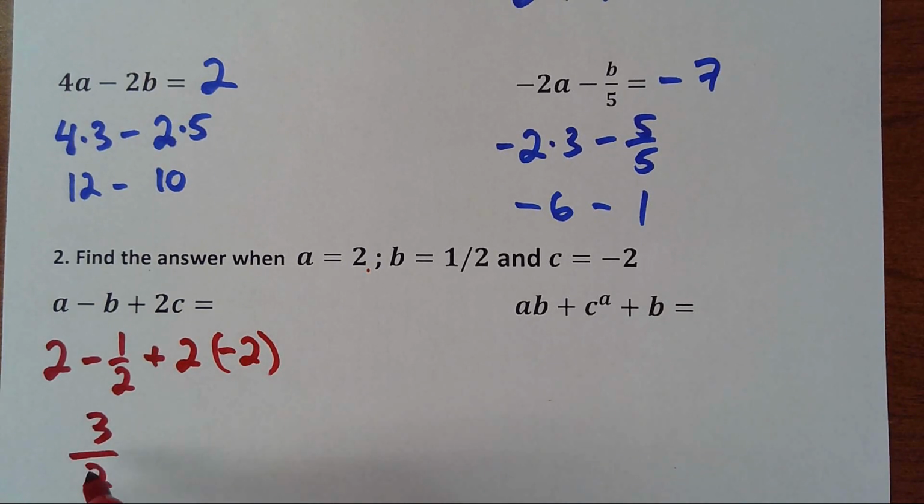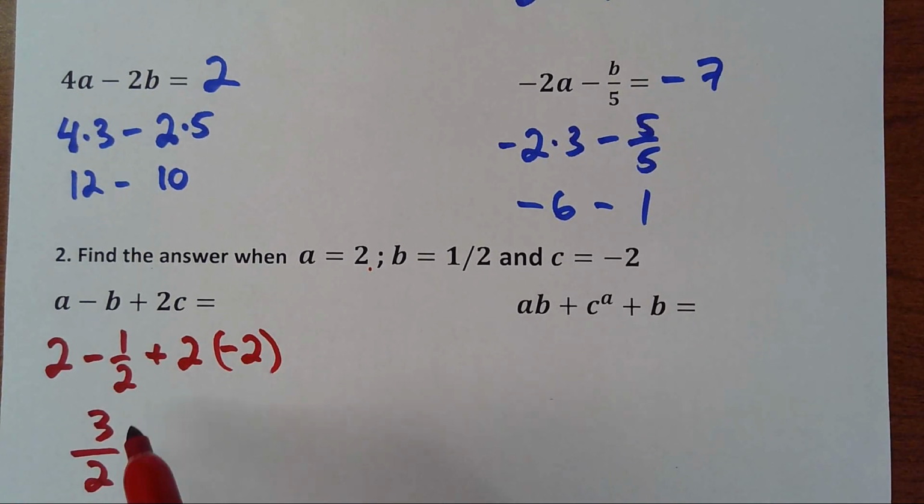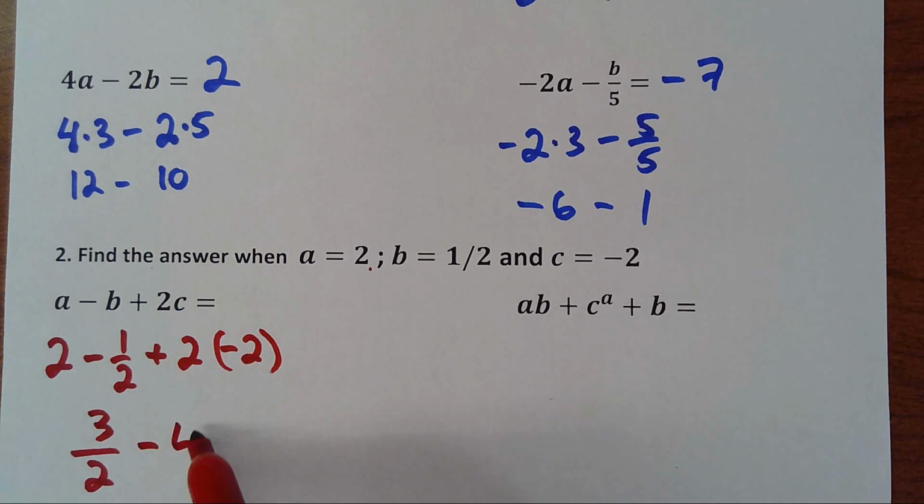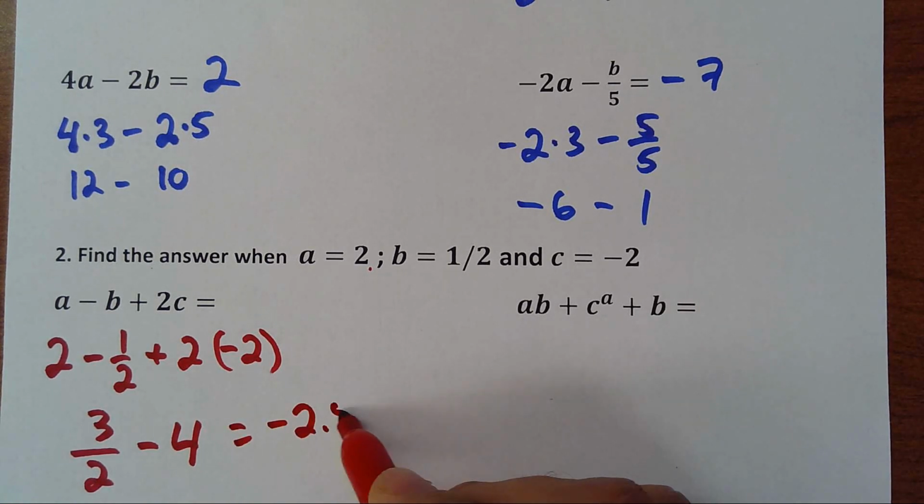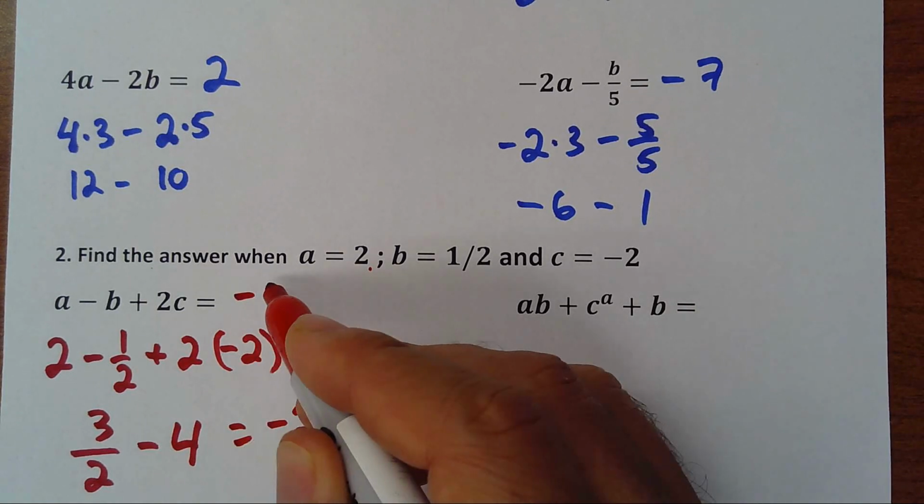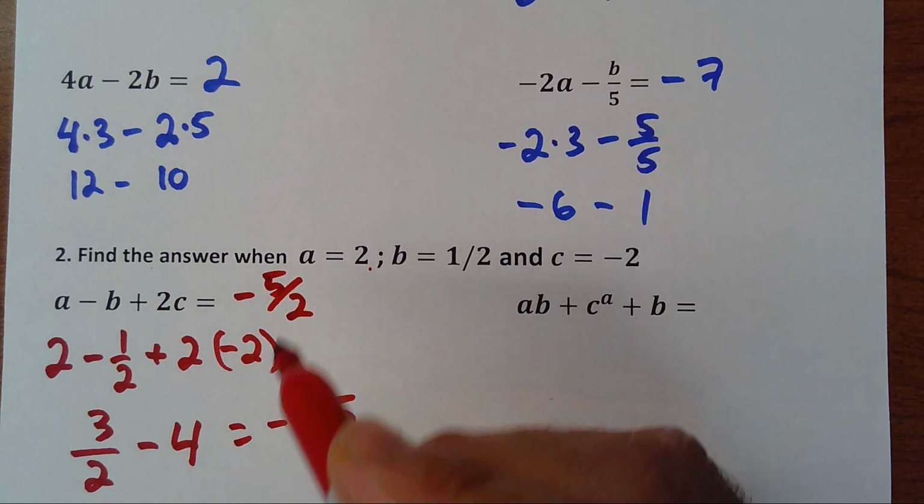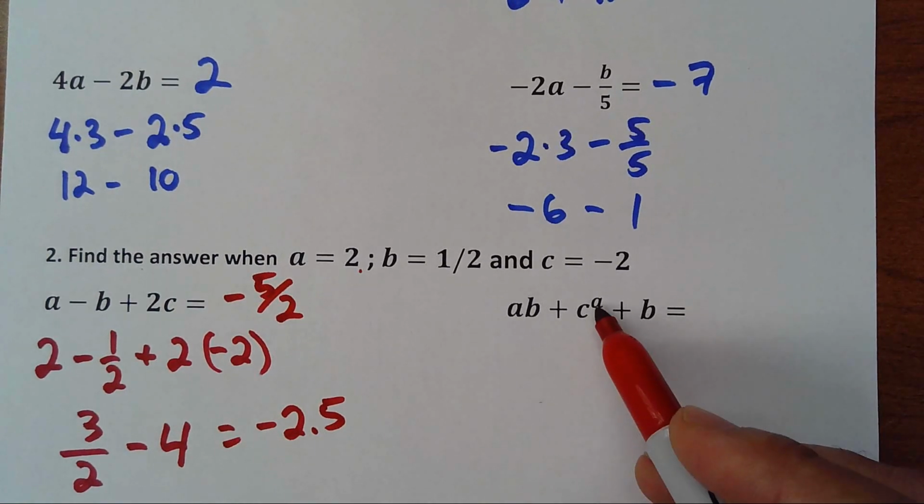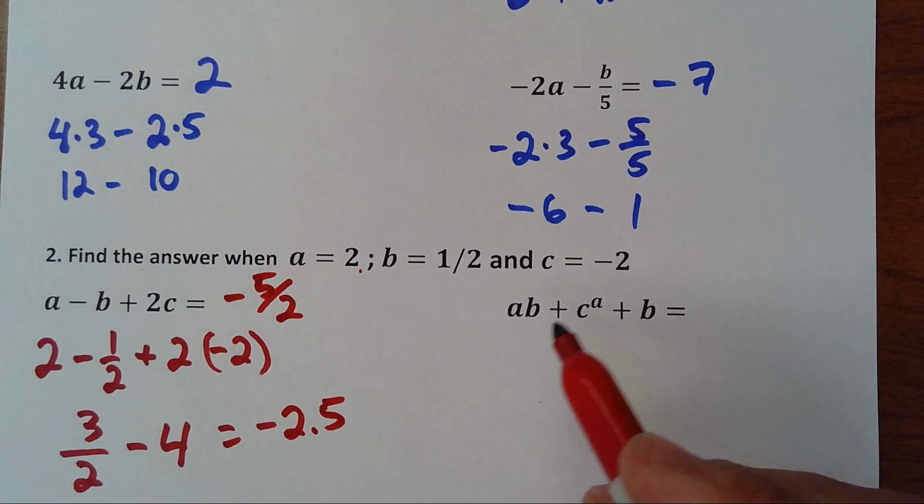There are previous videos on how to add fractions in detail. And 2 times negative 2 is negative 4. And now this is 1.5 minus 4, which is negative 2.5, or negative 5 over 2. Any of those two is the right answer. Negative 2.5 or negative 5 over 2. Those two are correct. So then here I have a as an exponent. Okay, so let's keep going.